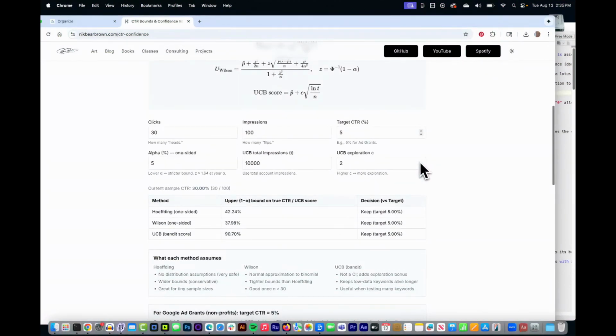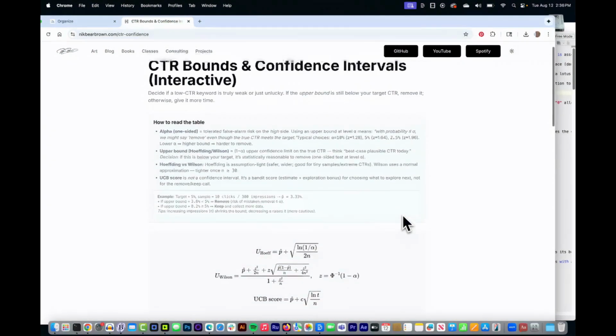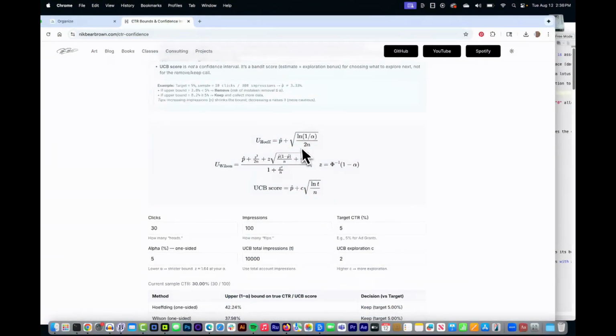So what Google wants is all your keywords should have a 5% click-through rate. But if you've just displayed the term 10 times or even 100 times, how do you know the true click-through rate is 5%? Maybe you got lucky or maybe you got unlucky. Fortunately, math can help us here. So we're going to calculate some confidence intervals in something called the UCB score.